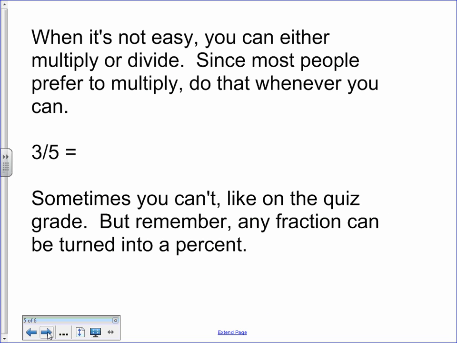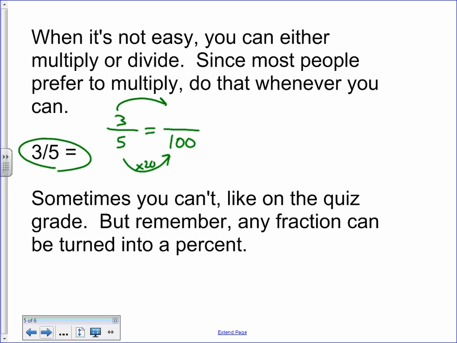On the other hand, what if it's not out of 100? What if I said 3 out of 5 kids are right-handed? Well, this one's pretty easy because I know 5 goes into 100. Right? So I can just multiply. 5 times 20 is 100. Whatever you do to the bottom, you have to do to the top. 3 times 20 is 60. 60 out of 100 is 60%. Easy, right?